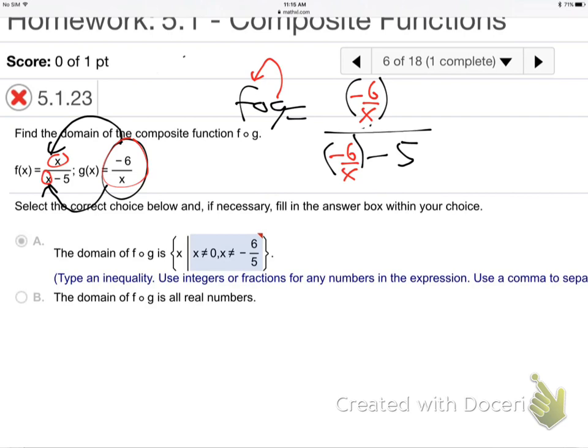Actually, they're not even asking me to clean it up. All they want is the domain. Now, what have we learned about domain? Domain is about what you can't put in, right? Like you shouldn't put tinfoil in the microwave. Shouldn't put knives in the toaster, right? Things you shouldn't do. So, what does that mean? What can x not be?